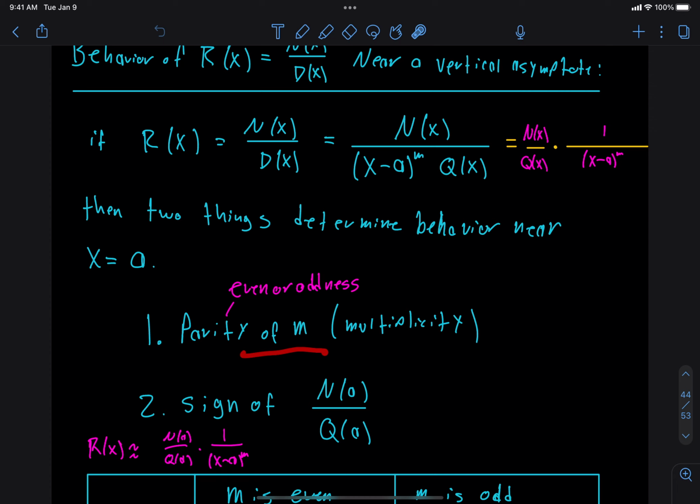So what we need to consider is two things to determine the behavior of the function near that asymptote. The parity of the multiplicity, so that means either even or odd multiplicity for that zero in the denominator. If it was like x minus 2 squared, that would be even. x minus 2 to the 5th, that would be odd. And then we check what is the sign when we plug in that number which makes this zero into the leftovers. Those were the two things that we checked.